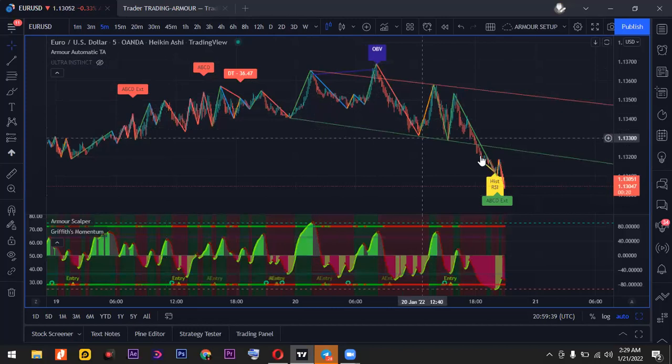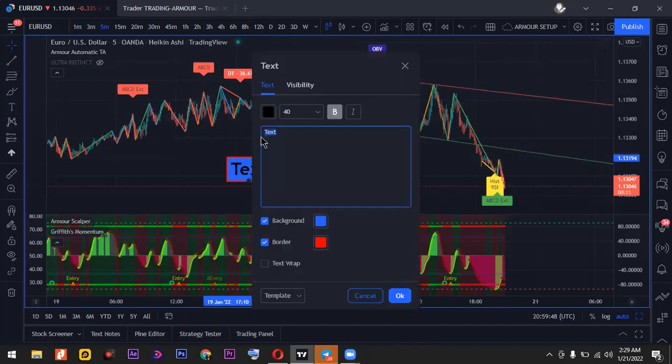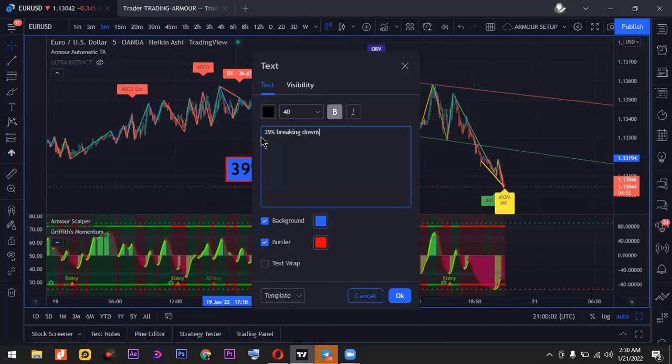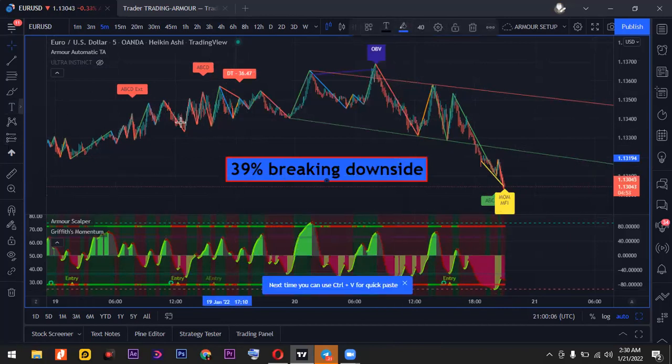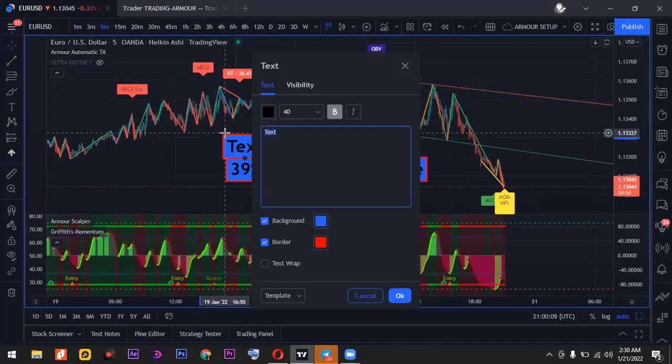So right now, what we are seeing is a falling wedge. Okay, so 31% chance of the falling wedge to break downside. Sorry, it's 39% chance of breaking downside, and 61% chance of breaking upside of the falling wedge.